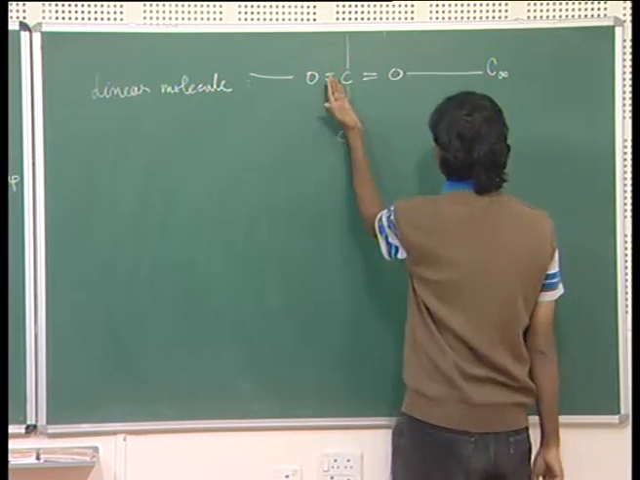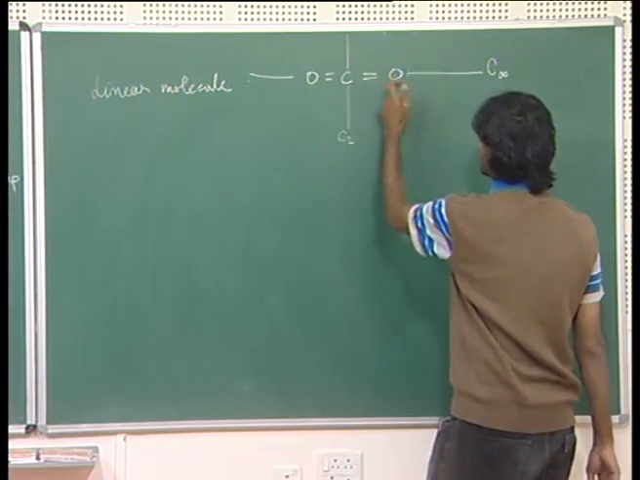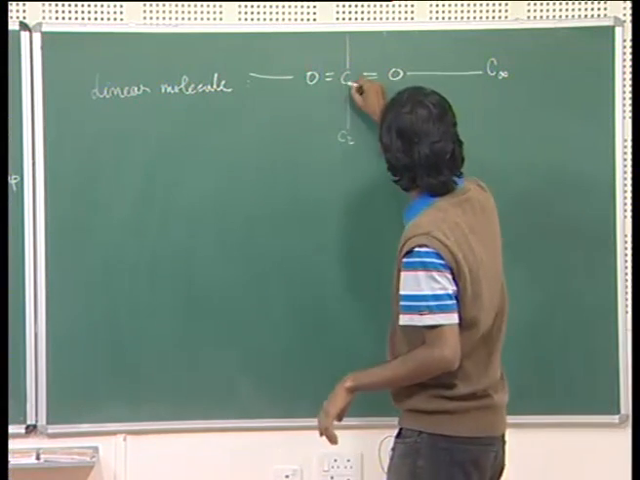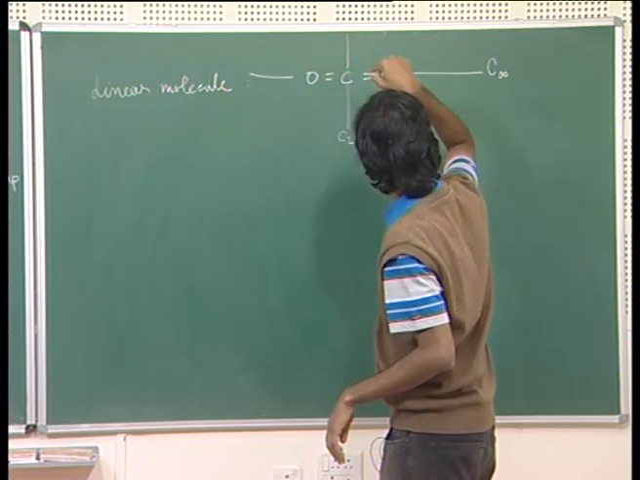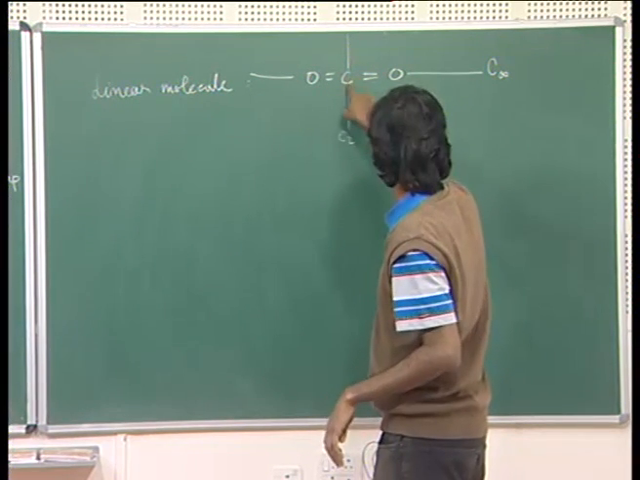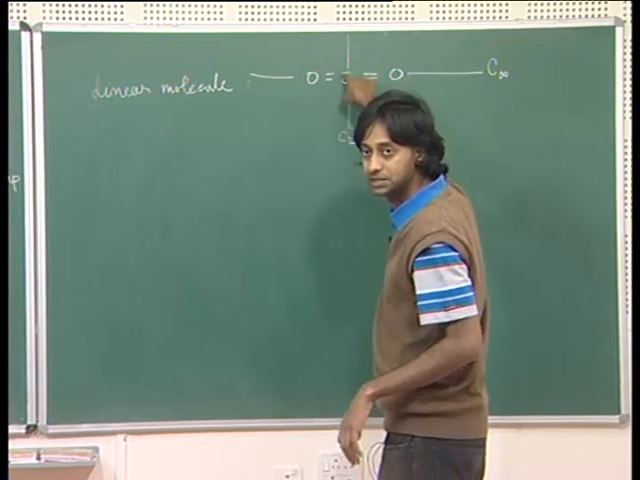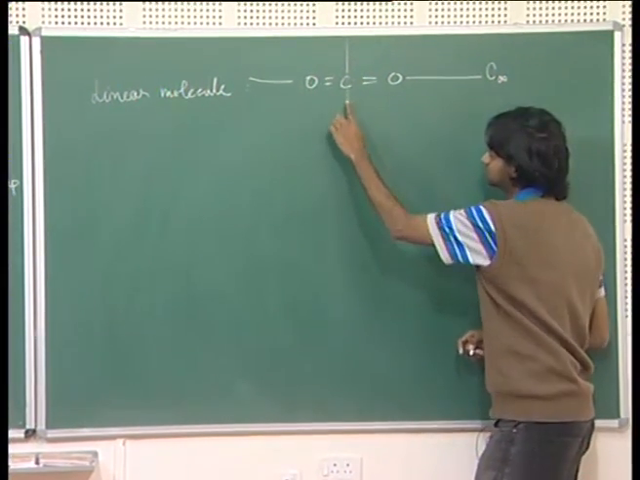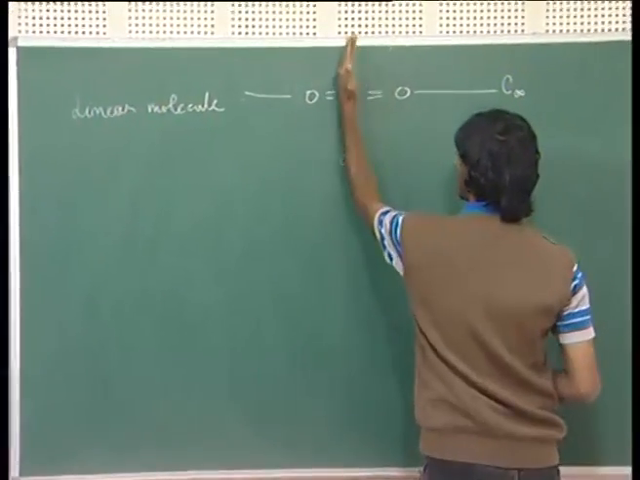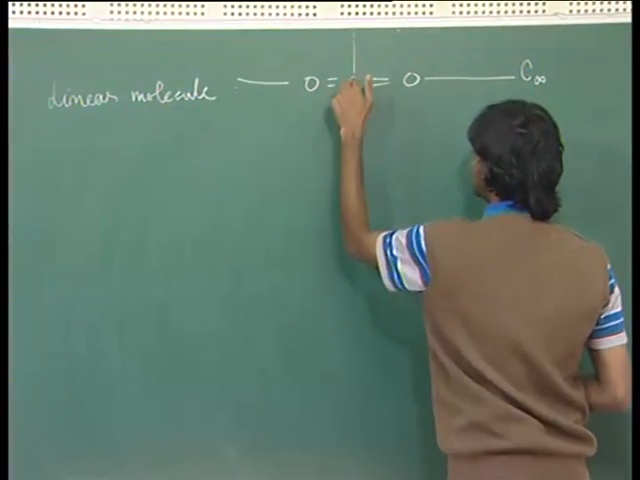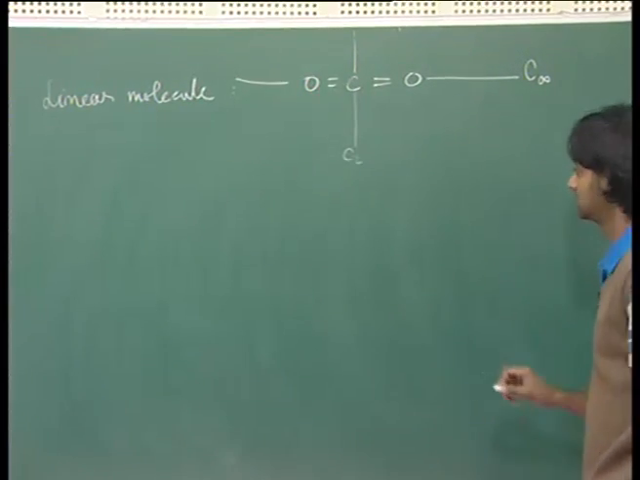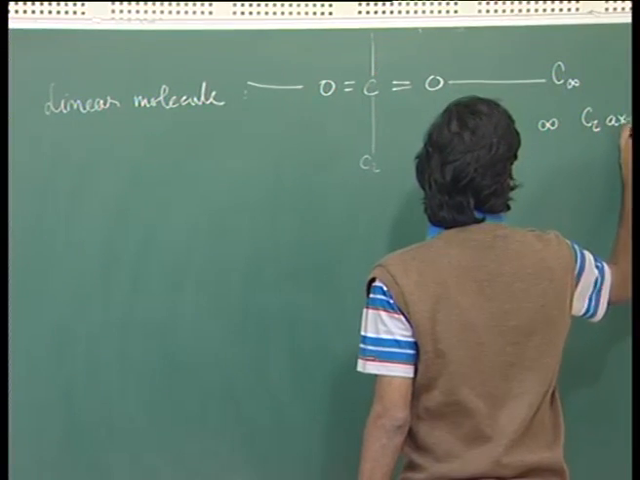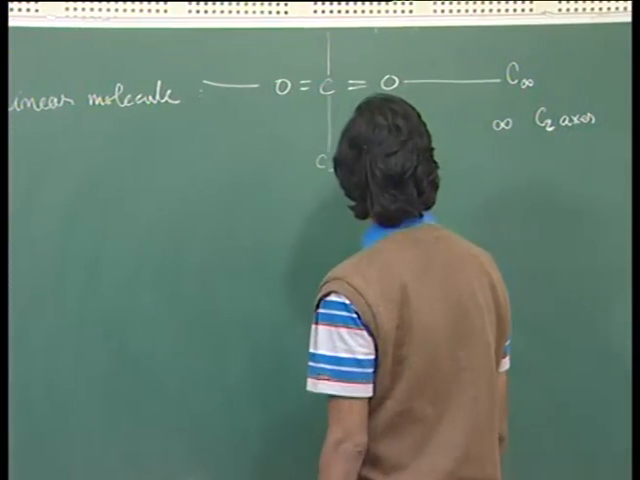Any line passing through the carbon, if I rotate by 180 degrees, these two O atoms will be switched. I can have a C2 axis that passes through this carbon and is perpendicular to this in this direction. In fact, I can also have a C2 axis at any angle. Any axis that lies in this plane and passes through the C is a C2 axis. So there are infinite C2 axes.